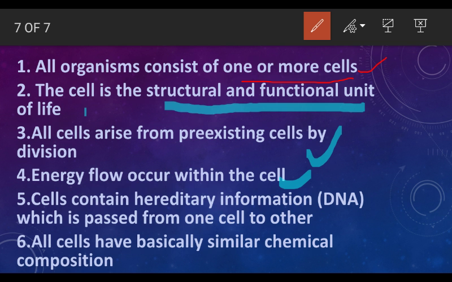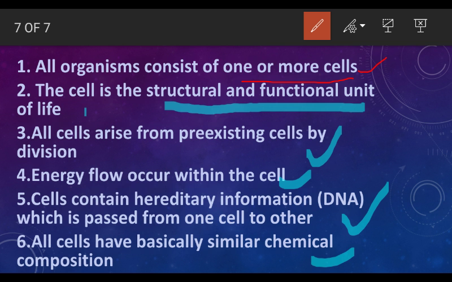Cells contain hereditary information which is passed from one cell to another. Cells contain hereditary information, that is DNA, which carries genetic information from one generation to another, right? So that is carried by DNA.